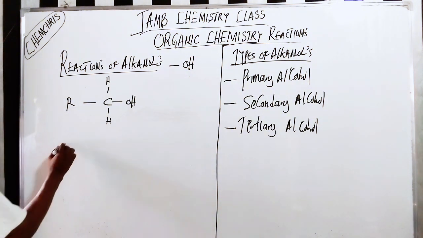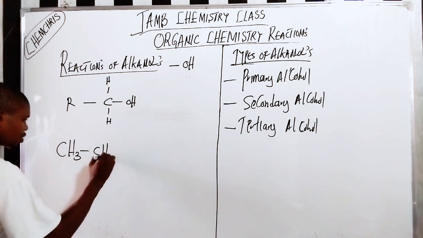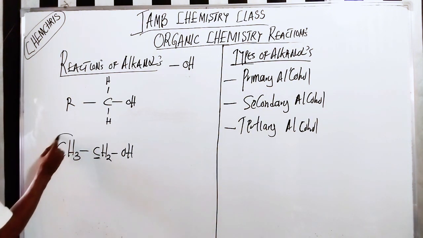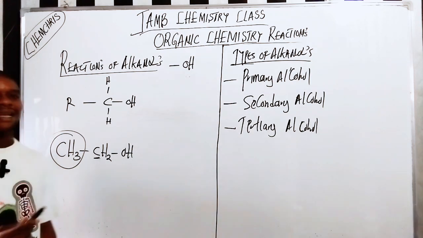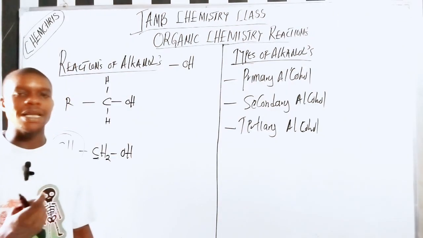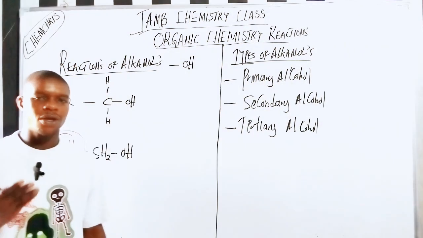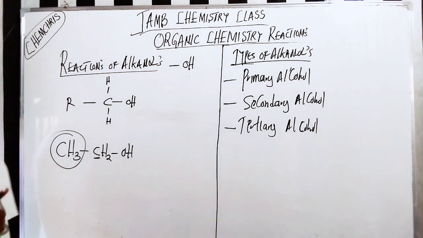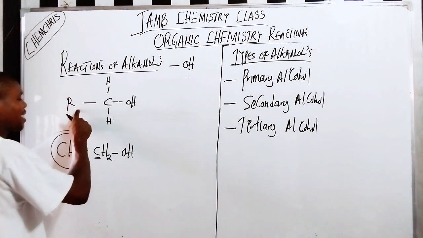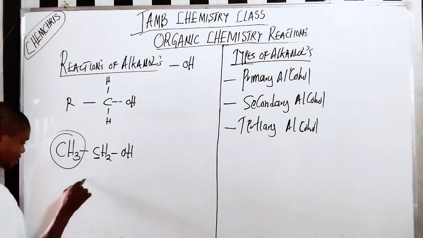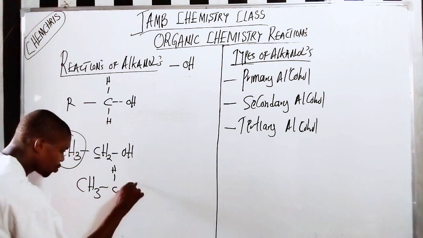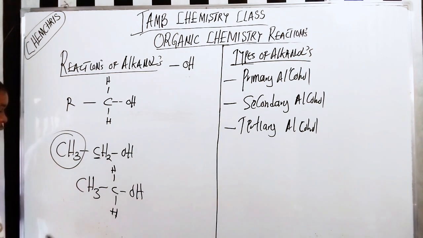A good example is CH2OH. This is called primary alcohol because the carbon atom that carries the OH has only one alkyl group here. So when a set of compounds is given to you and they say classify the following as primary, secondary, or tertiary, understand that primary alcohol is when the carbon atom that bears the OH has only one alkyl group. This one also, CH3CH2OH, is called primary alcohol, and it's ethanol.